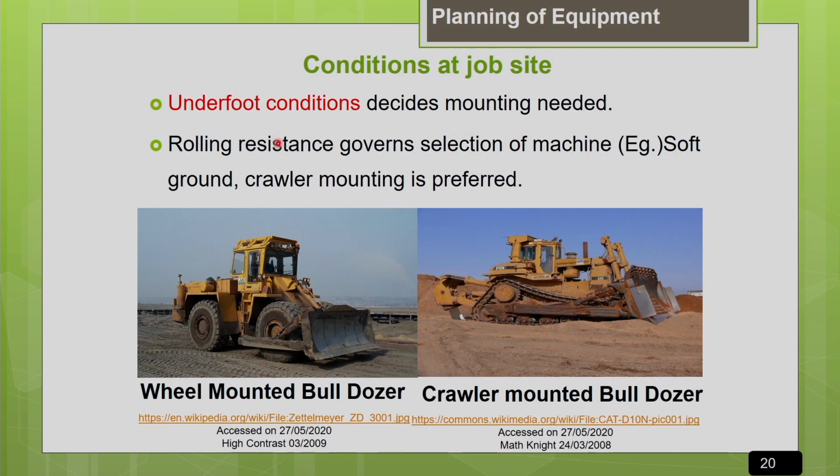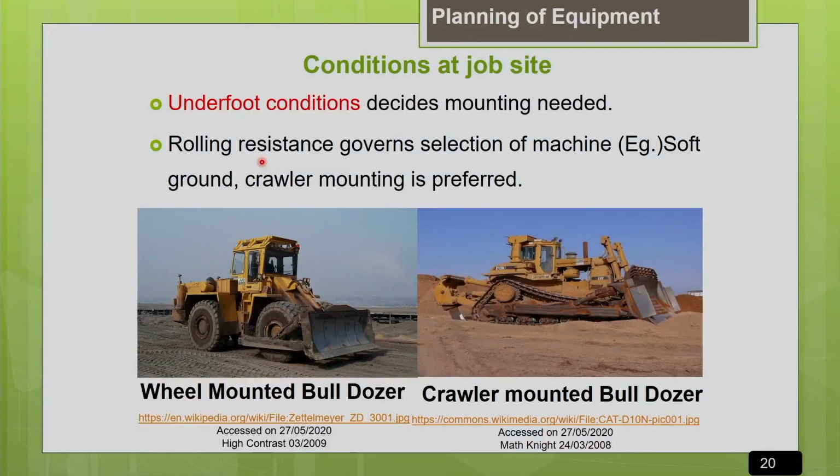Another important thing to be noted is rolling resistance, which will govern the selection of the machine. What is this rolling resistance? When your machine is moving over a particular road surface, how much resistance the road surface is going to offer to the movement of the machine is called rolling resistance. If your underfoot conditions are very poor, if it is a rocky terrain or a very muddy terrain, the amount of resistance offered by the haul route to the movement of the vehicle will be very high.